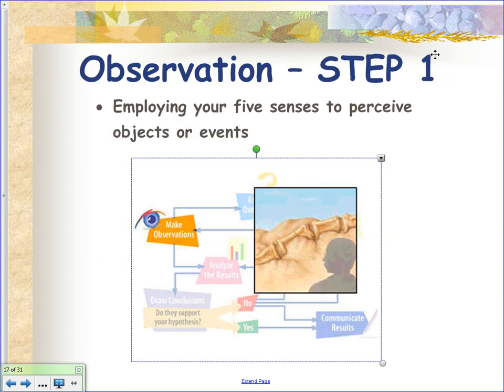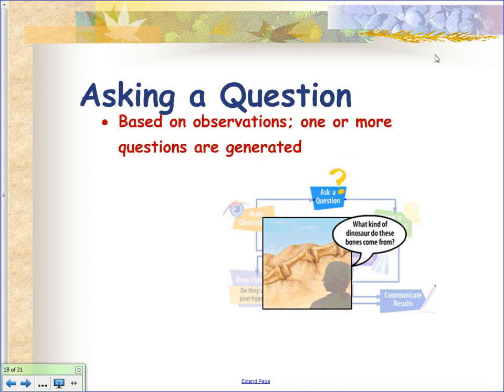Okay, so looking at the scientific method, good science always starts with good observations. So observations about the environment or anything in the natural world using our five senses. Following observations are usually questions. Questions are based on observations, and we can generate one or more questions based on that. So looking at our little dinosaur example here, a paleontologist noticed some rocks, noticed some fossil formations. A logical question would be, what kind of dinosaurs do these bones come from?